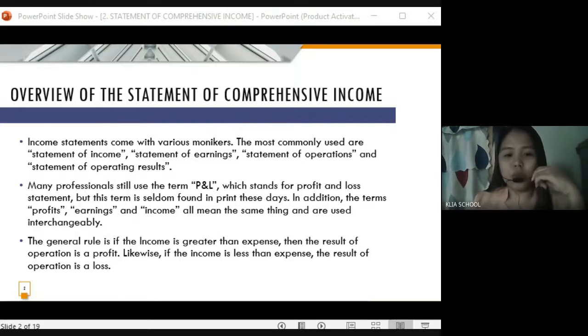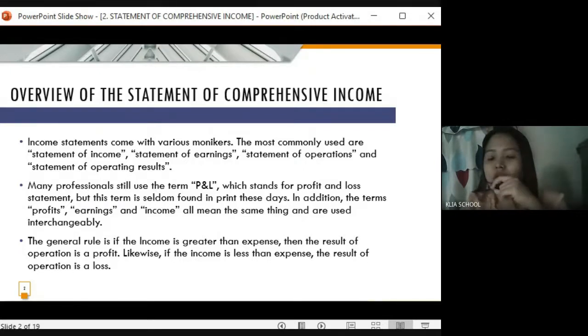So the general rule: if the income is greater than expense, then the result of our operation is a profit. Tama naman po yun mga anak. So kapag the profits are greater than the expenses, meron tayong tinatawag na retained earnings or merong matitira sa atin. Likewise, if the income is less than expense, the result of operation is a loss. Those are the factual truths about this statement of income na nakasanayan na rin natin. Next tayo.